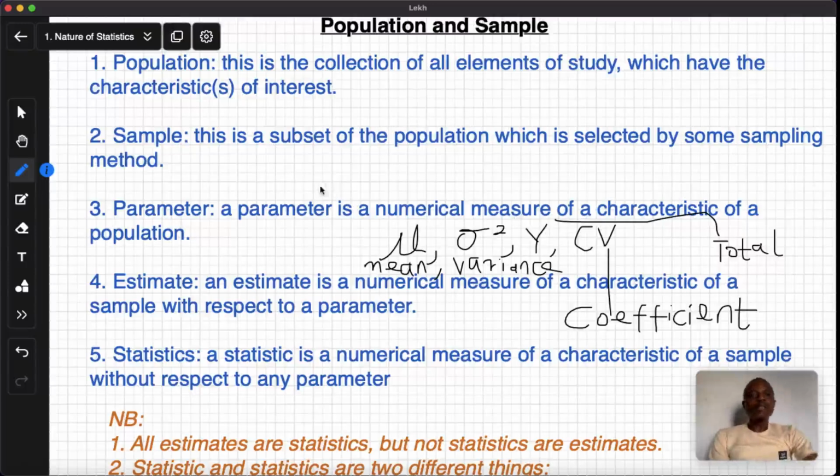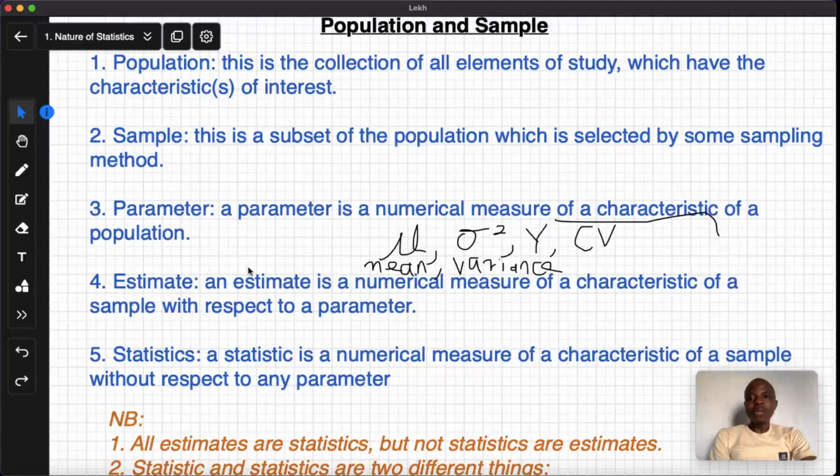But sometimes you may not have it for the whole population. So you may obtain it for just a sample. That means using some units that you have selected, a subset of the population. And that will mean that you have an estimate. So we refer to an estimate as a numerical measure of a population characteristic.